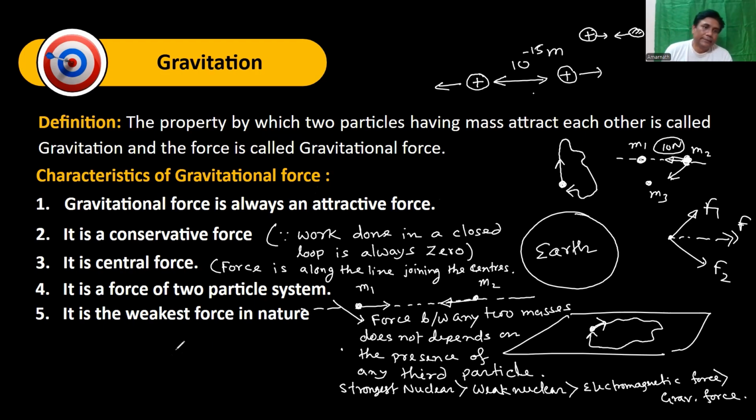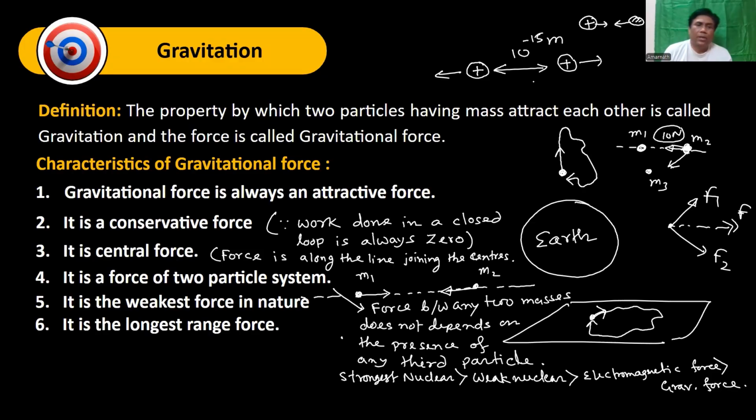So this is the weakest force, the gravitational force. Strongest is the nuclear force. The gravitational force is the longest range force, meaning it can act over very large distances, and the nuclear force is the shortest range. Remember, the nuclear force is valid up to 10 to the minus 15 meter only, which is very small, comparable to the size of a nucleus.